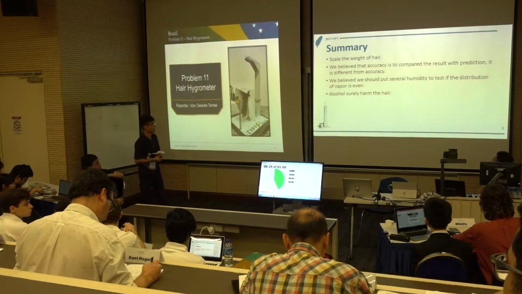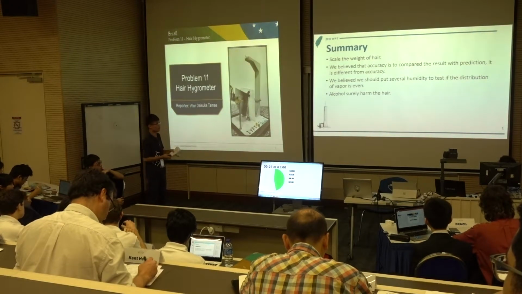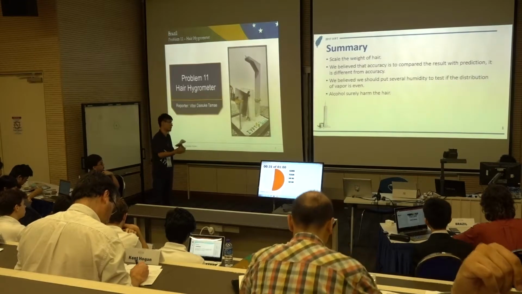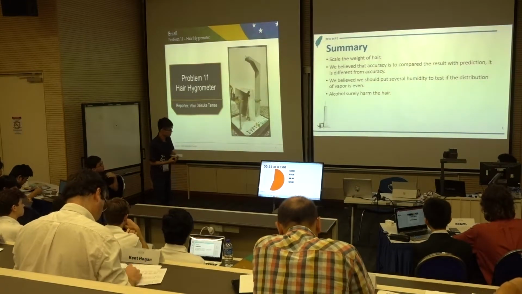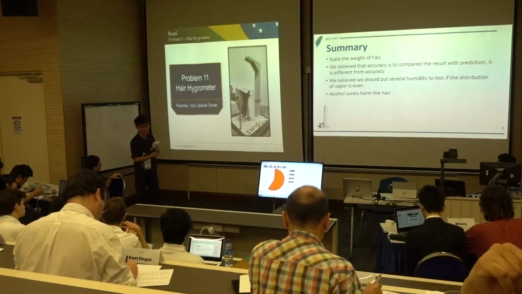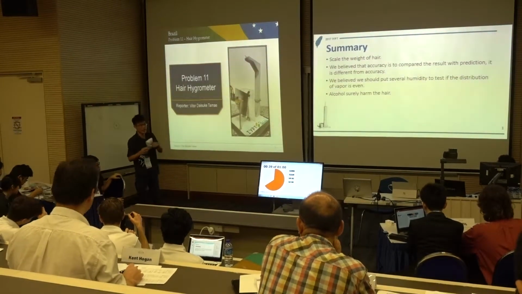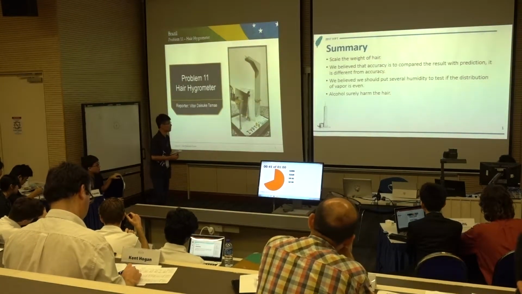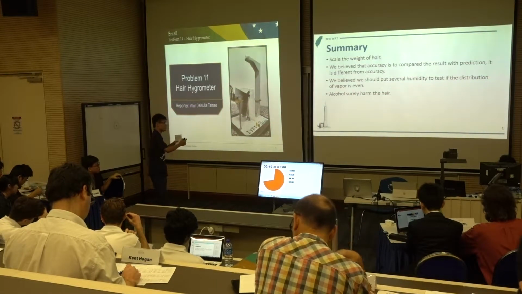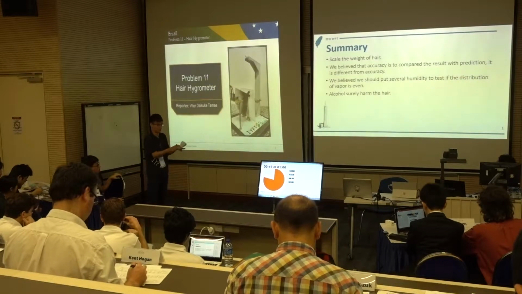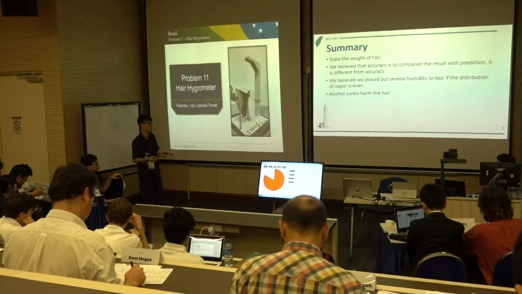And we believe that accuracy is to compare the result with prediction. It is different from the precision, and also the reporter told us about. So the opponent spent a lot of time in discussion to clarify what is different between the precision and accuracy. And we believe that we should put several humidity sensors to test if the distribution of vapor in a tank or space is the same or not. Not just use a chamber.